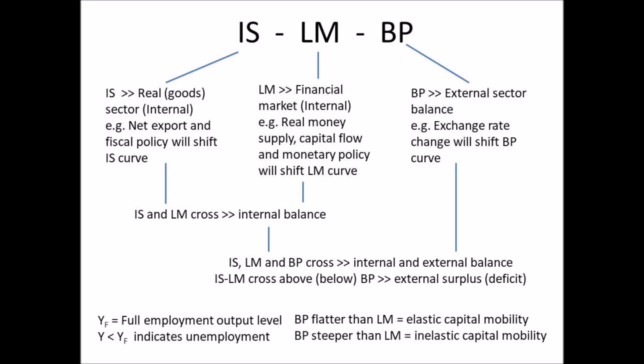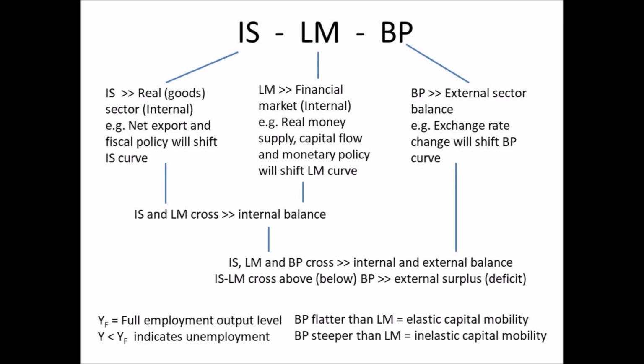Now, any point on the IS curve represents equilibrium in the goods market. Any point on the LM curve represents equilibrium in the financial market. Right? So where the LM curve and IS curve cross, that means the internal financial market is in equilibrium and the internal goods market is also in equilibrium. So at E0, where the IS and LM curves cross, it represents internal financial and goods market equilibrium. So we can say that the IS-LM cross represents internal balance.